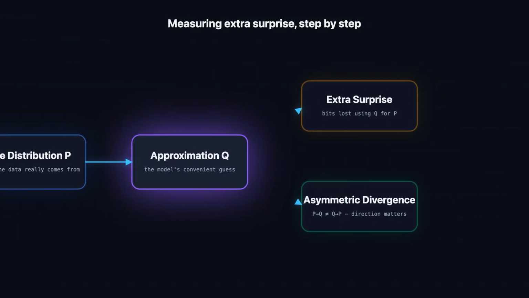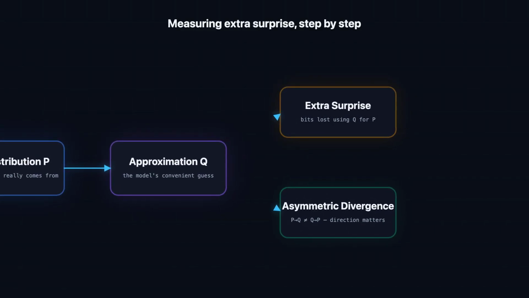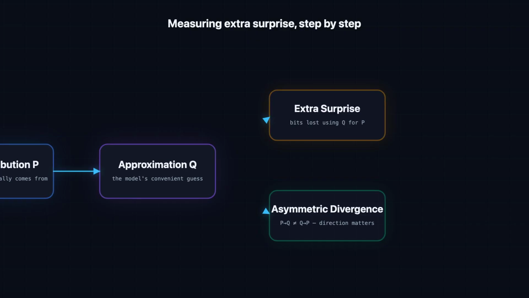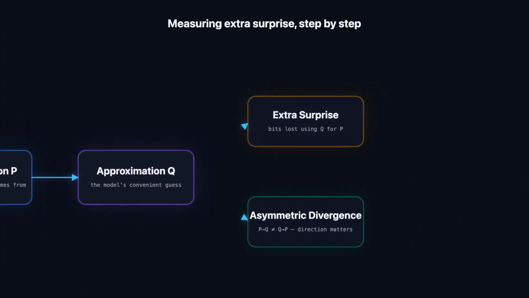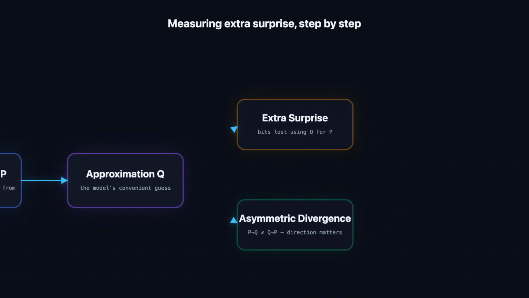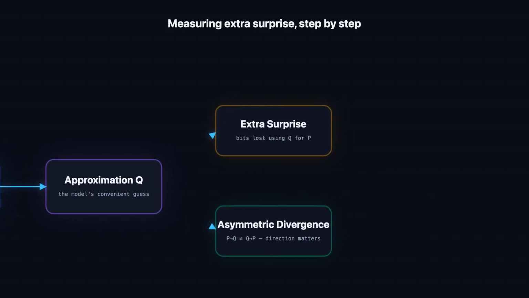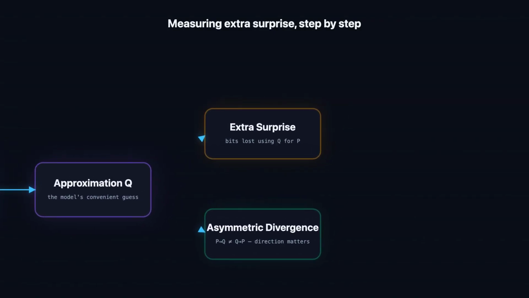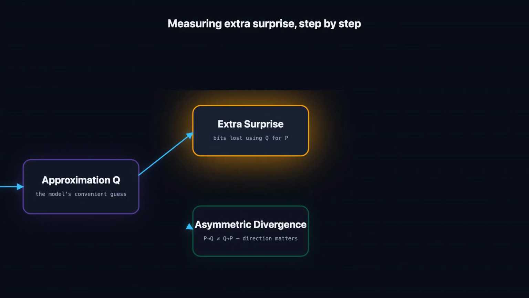Now bring in an approximation, Q. This is your model's guess at that reality, a simpler or more convenient stand-in that you hope captures the important structure of P. It is almost never exactly right, and whenever we describe data with Q instead of P, we quietly pay a small price for that mismatch. That price is extra surprise.